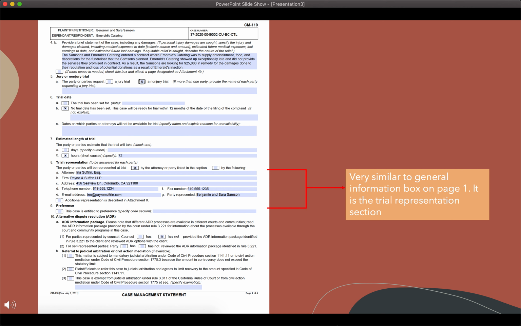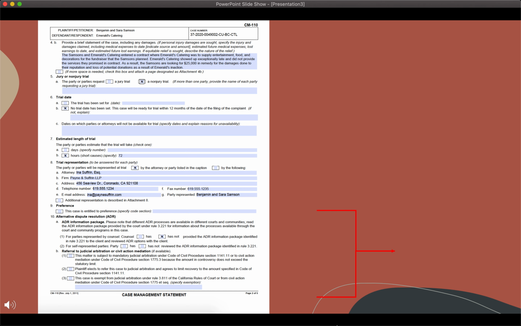In our case, I stated that our party is being represented by an attorney, and then I put the information below. I find that section 8 is actually very similar to the general information box on the first page. We state the attorney's name, the firm, their address, and their telephone and fax information. We then move on to section 9, which is preference.